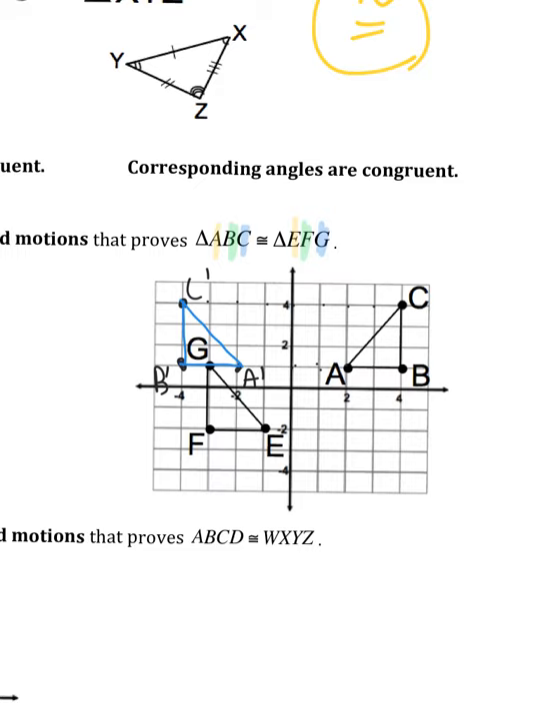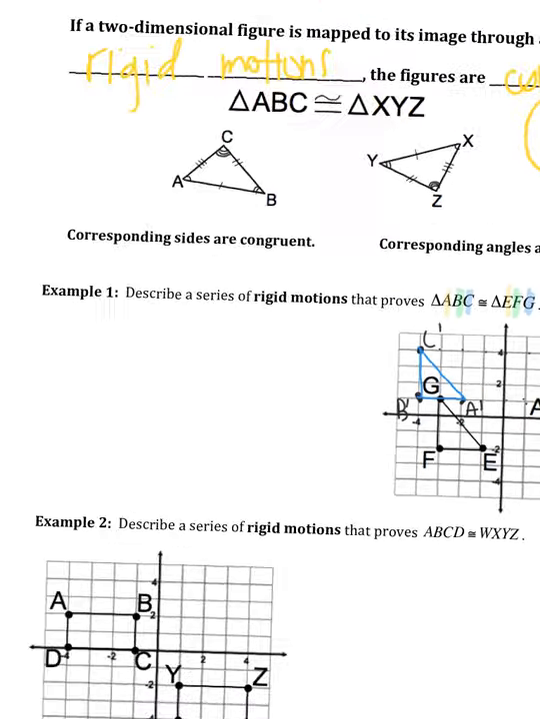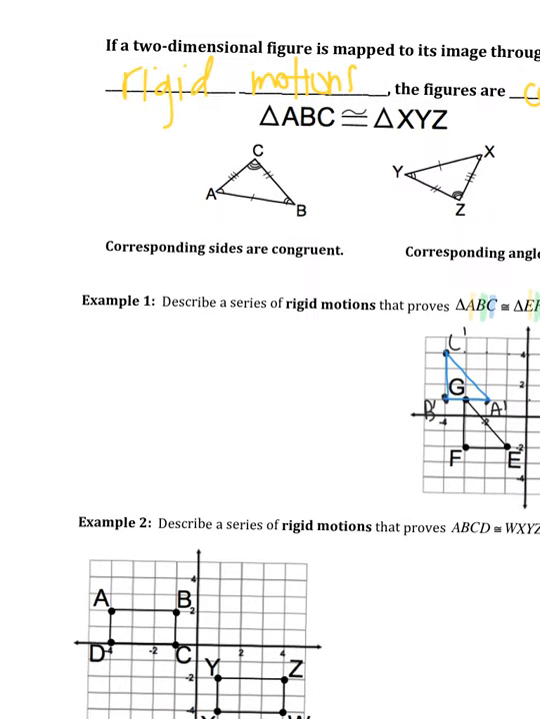Think of that transformations golf activity that many of you tried, mapping one figure onto another. Think about what you would need to do here. Well, from this point, all we need to do is slide. We need to slide 1 to the right and 3 down, and that'll get us right on top of EFG. So then I'd say, all right, let's describe a series of rigid motions. Well, step 1, reflect over the y-axis. That's the first thing I did.